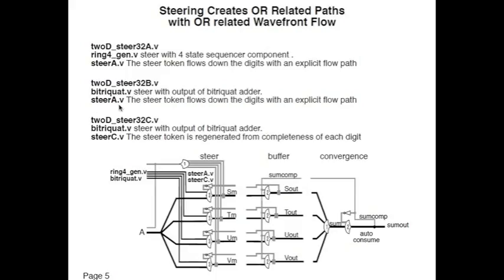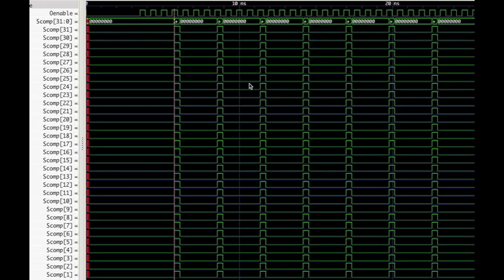It still uses steer A. And our third example uses the steer C steering component, which is the optimized 2D flow. So this is the full word completeness flow. We'll look at the flows in terms of the completeness of each digit for each column. So this is the completeness for the digits of the S column, and this is the flow steered through S.